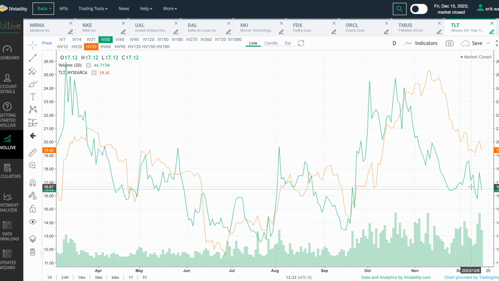So the main concept is that when we're looking at these charts, we want to sell volatility that is relatively high compared to historical volatility. And then we want to buy volatility when it is cheaper compared to historical volatility. And that's sort of how you can be a smarter options seller and buyer.